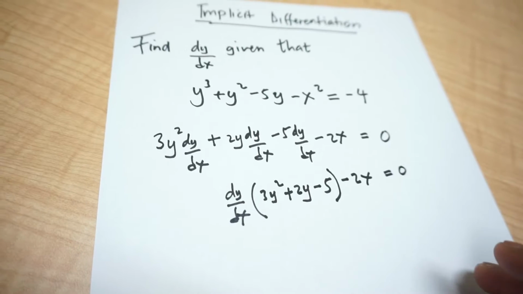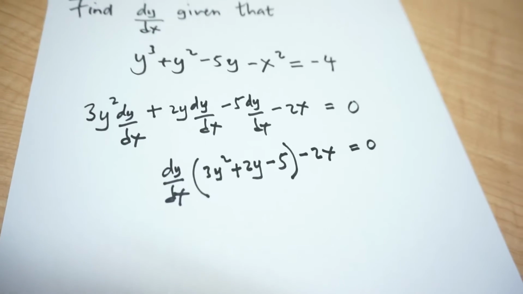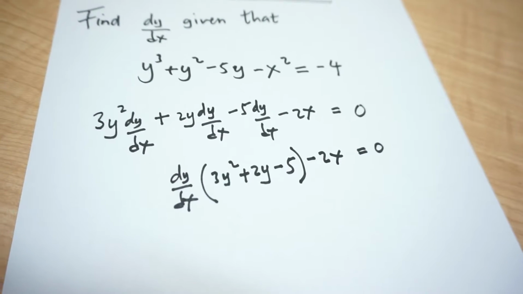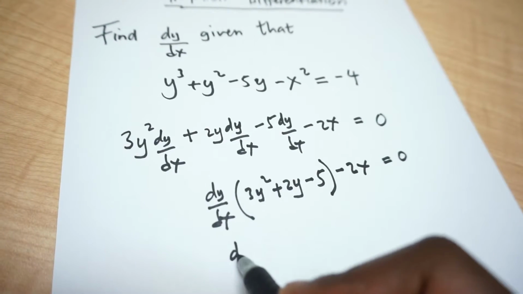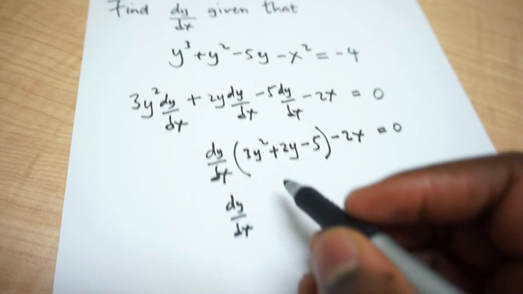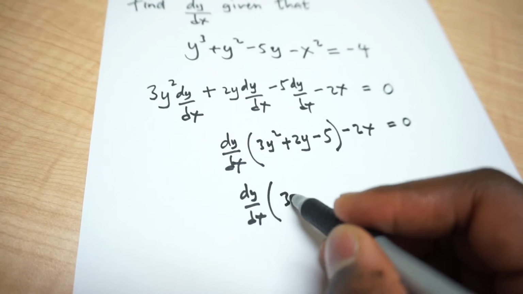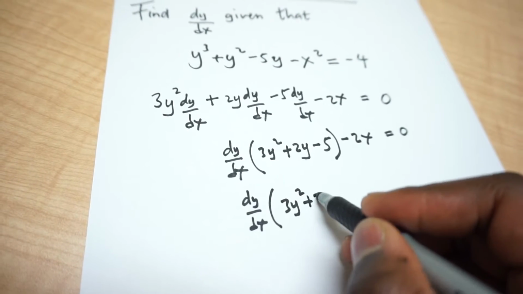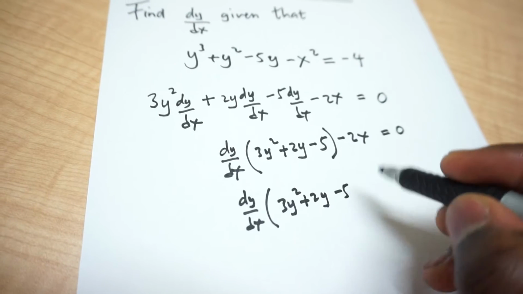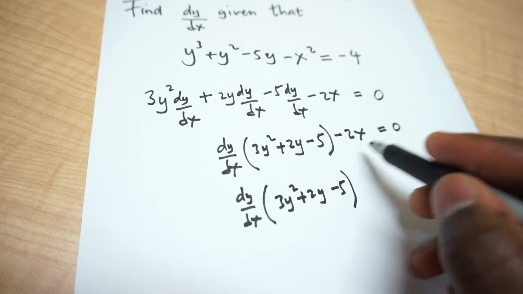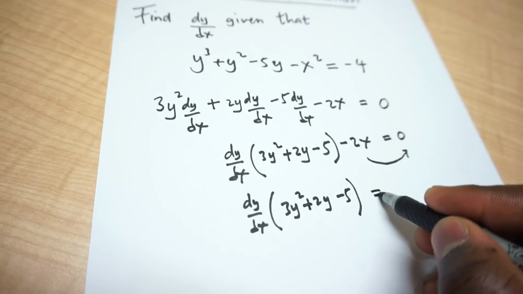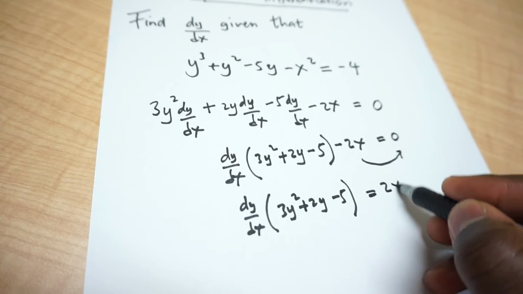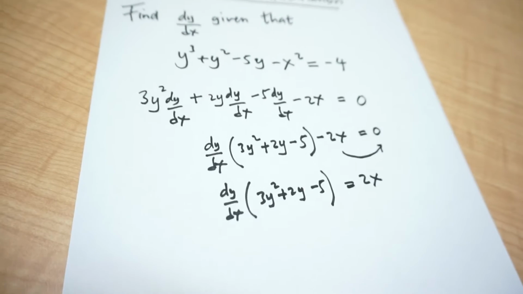So what's the next thing? Keep in mind, all we want to do is end up with dy/dx on one side. So in this case, I would just say dy/dx times the parentheses, 3y squared plus 2y minus 5. Then I'm going to send this -2x to the opposite side. And when I do so, it's going to change the sign. It's just going to be positive. So that's what we end up with.